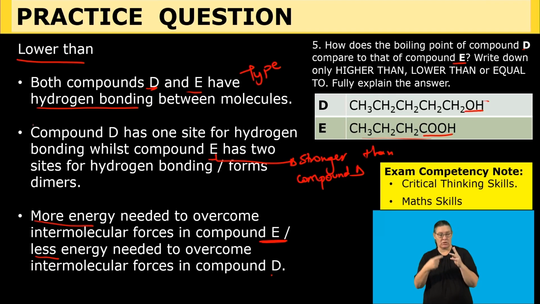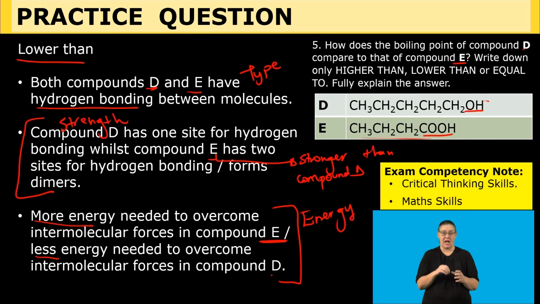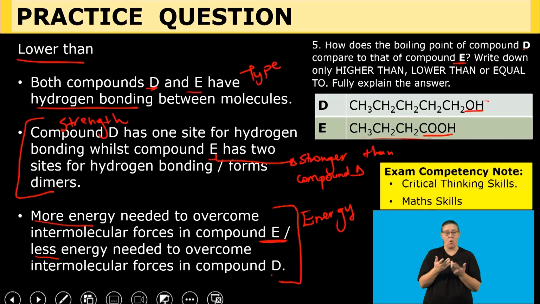Type, and then this bullet talks about the strength. And then the last bullet talks about the required energy, so energy that is needed either in compound E or compound D. Now remember, for that one, you need to be specific. Whether you're talking about compound E or compound D, you need to be specific.